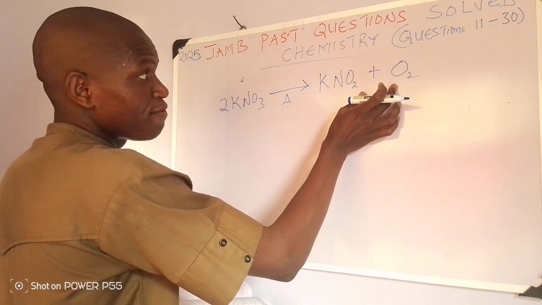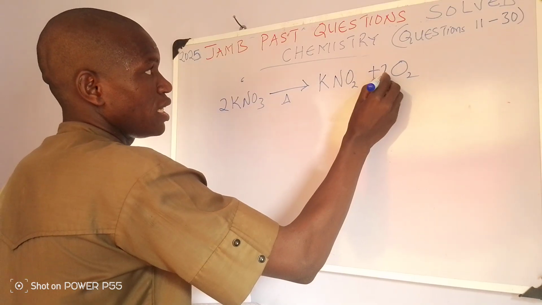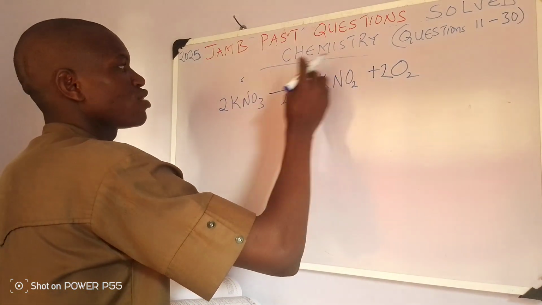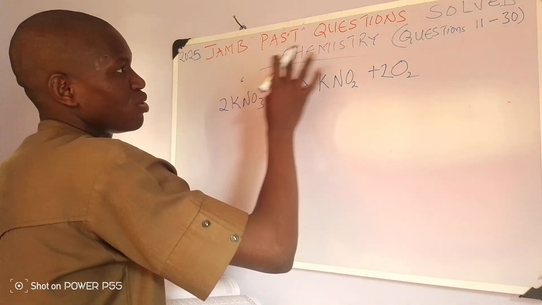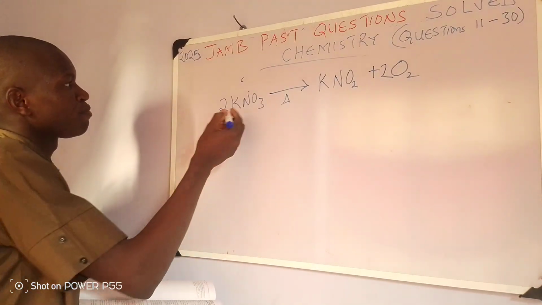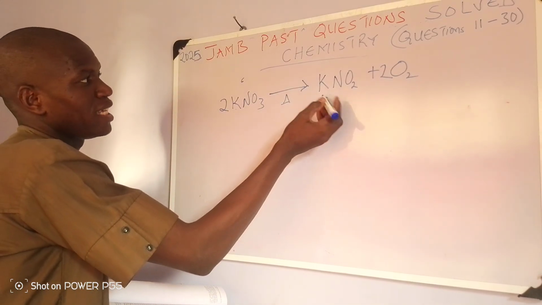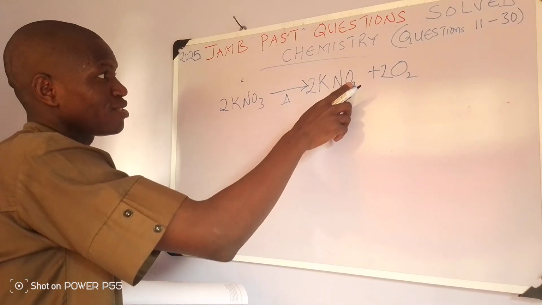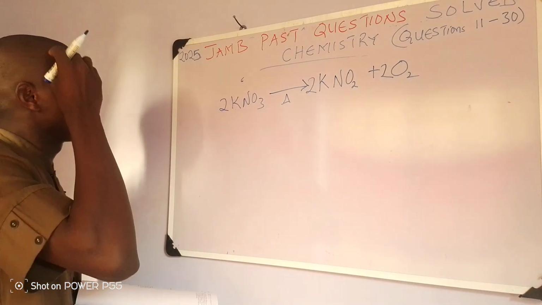Meanwhile here we have 4. So if I add 2 here, oxygen will be balanced because 2 times 2, 4, 4 plus 2, 6. So oxygen on the reactant side now is equal to oxygen on the product side. So let's balance others. Potassium is 2 here, is 1 here. So let me add here.